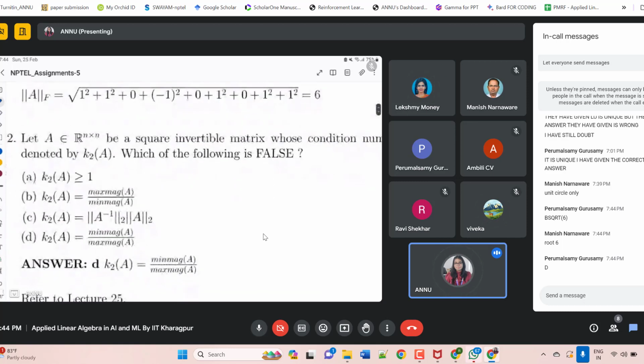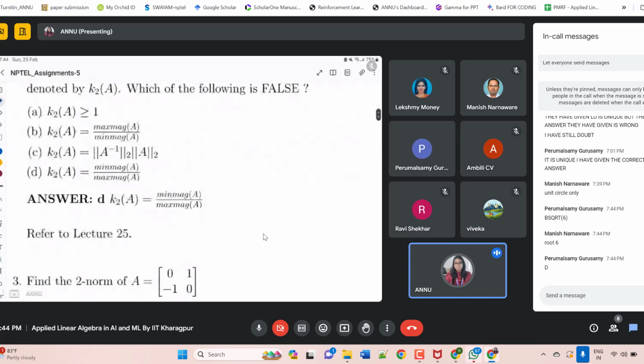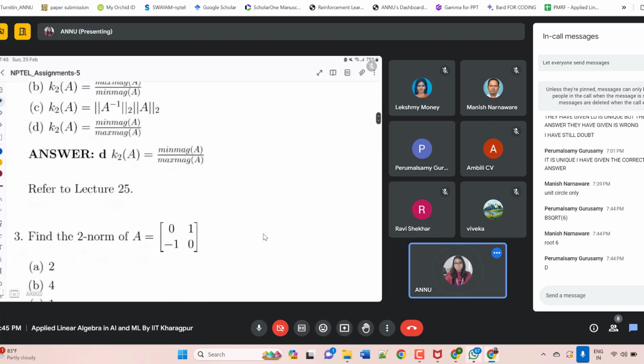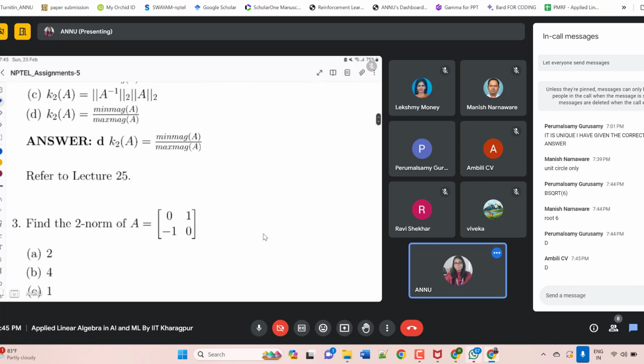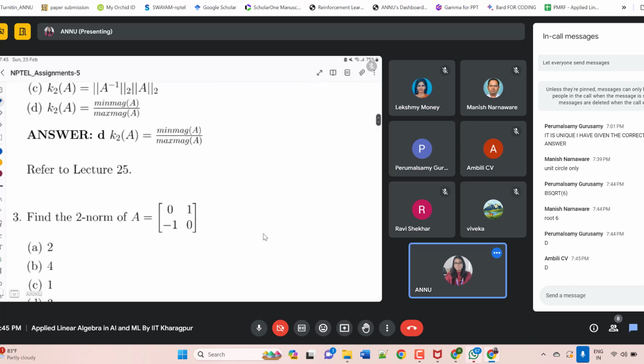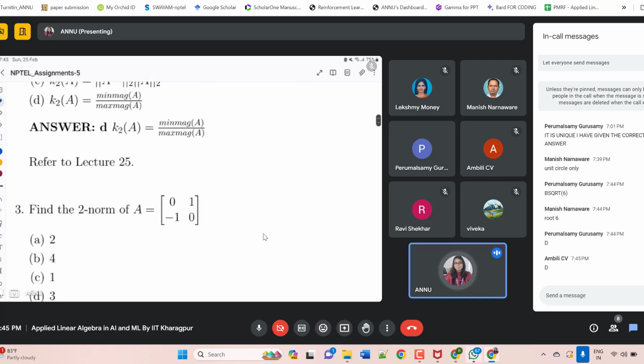Moving to the next question: find the 2 norm of A. How will you calculate the 2 norm of A? Manish, tell us. How is it the answer for that, the maximum?